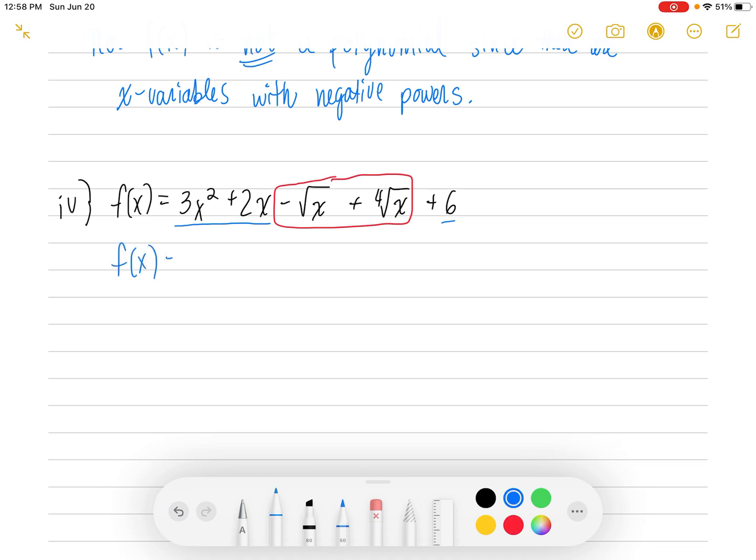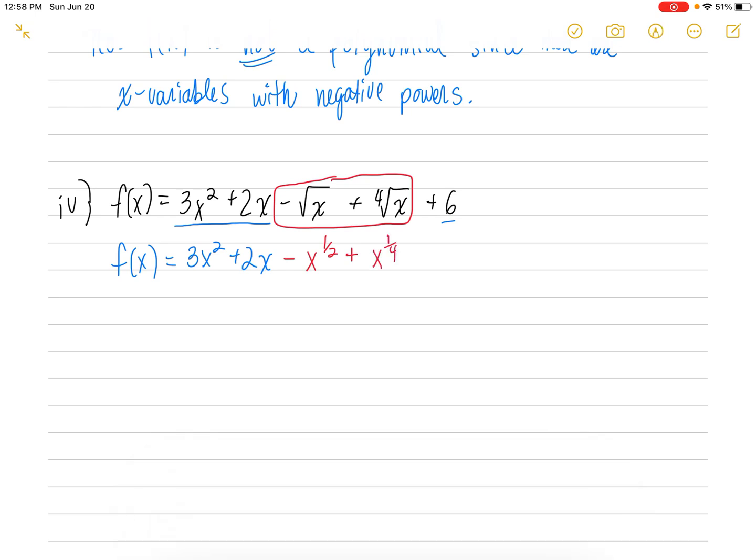If you wanted to rewrite this using just pure exponents rather than those radicals, you could say 3x squared plus 2x, and then minus, so the square root of x would be x to the 1/2 power. It's a fractional power, so you learn about fractional powers in your more elementary algebra classes. We do those in our college algebra class, the fractional power. So fractional powers are the same thing basically as radicals. And then for the 4th root of x, that would be x to the 1/4 power plus 6.